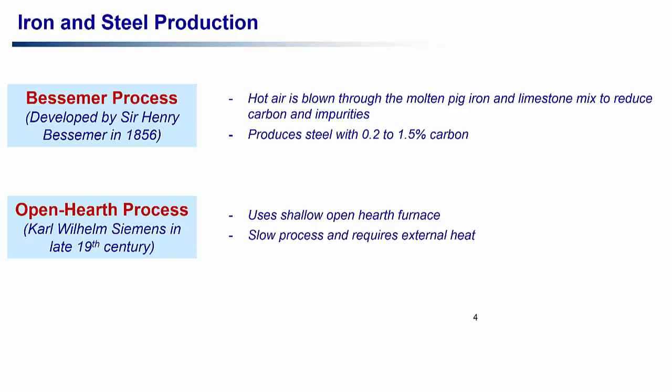By the late 19th century, the Bessemer process was largely replaced by the open hearth process. It was invented by a German engineer called Siemens. The open hearth process could produce steel with low nitrogen, and it allowed precise quality assessment. This process uses shallow open hearth furnaces where solid and molten pig iron and scrap metal are melted with limestone. This production process is, however, very slow and required external heat input. Steel used for construction of rails, bridges, machines, and vehicles in the 19th century and 20th century was produced mostly from Bessemer and Siemens processes.